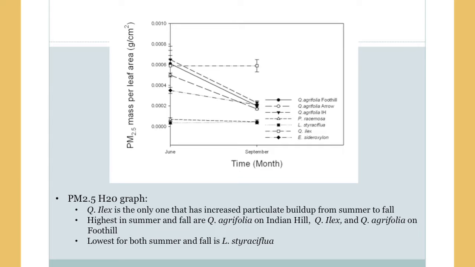And then my other graph is just showing PM 2.5 using H2O, so this is the surface level particulate buildup, and the results are very similar. Again, Quercus ilex is still the only one that actually increased from summer to fall, and then the highest in both the summer and fall are Quercus agrifolia on Indian Hill, Quercus ilex, and Quercus agrifolia on Foothill. And again, Liquidambar styraciflua is lowest.